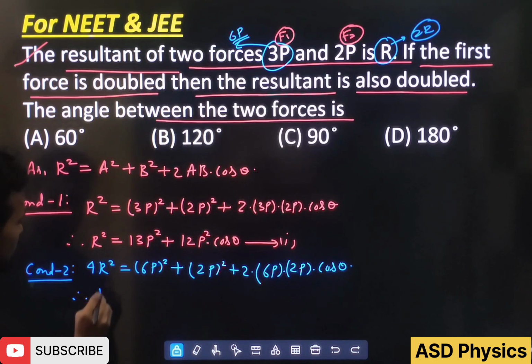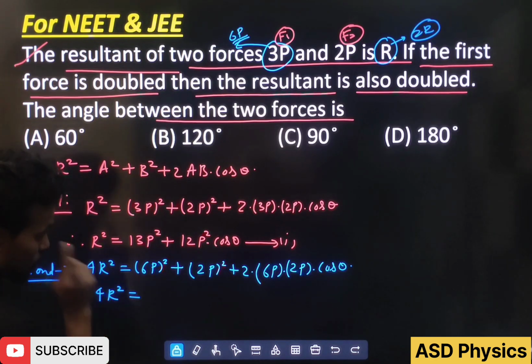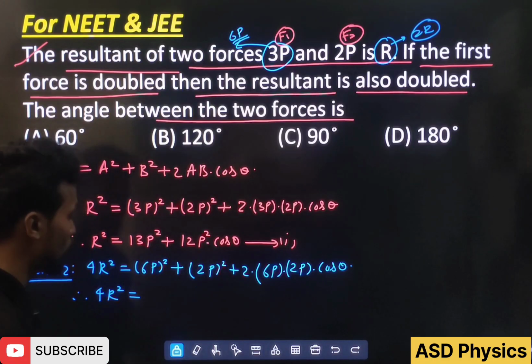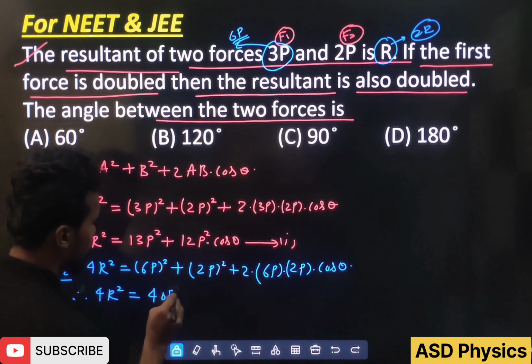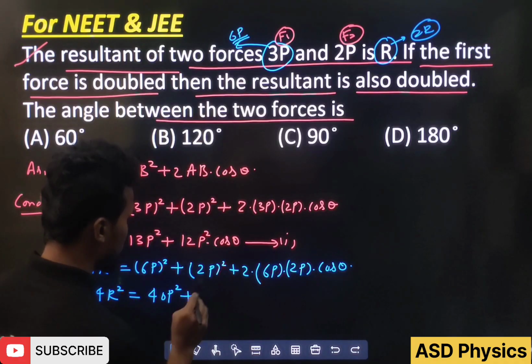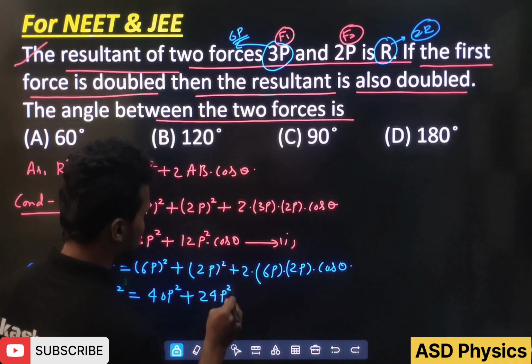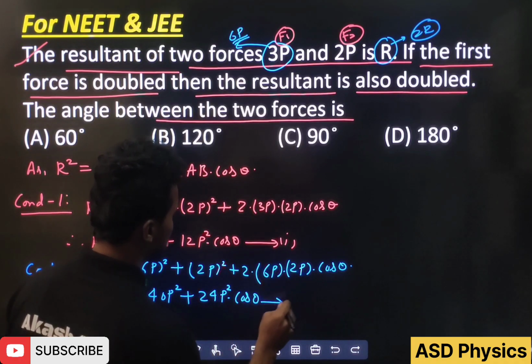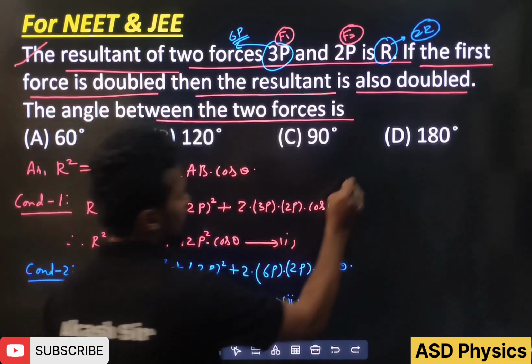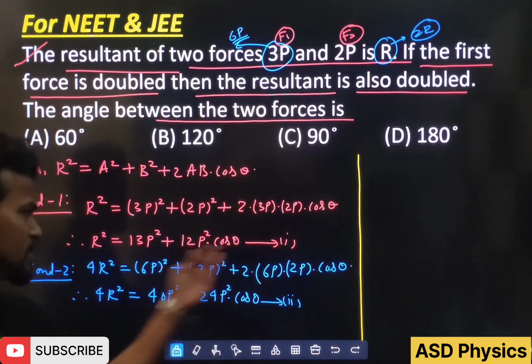Now again we simplify this. 4R square equals 36P square plus 4P square, so 40P square, plus 6 into 2 is 12, 12 into 2 is 24, so 24P square cos theta. This is equation 2. From condition 1 we have got equation 1, from condition 2 we have got equation 2. Now we have to solve these two equations, equation 1 and equation 2.